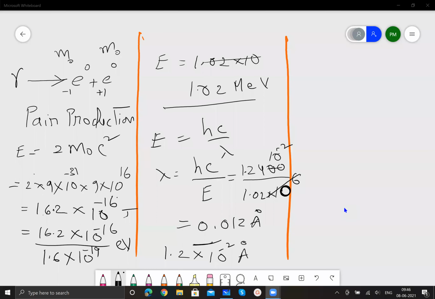Now? Are you able to see, ma? Now okay. You're able to see the screen? Okay, sir. So this is simplified. What is the value of it?